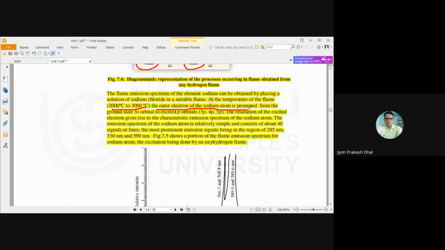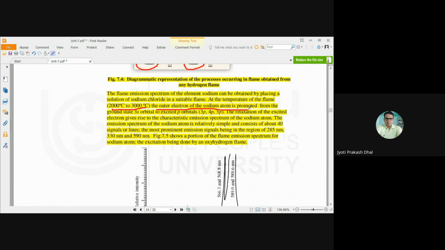In the presence of this extremely high temperature, all the solvent molecules will be desolvated. After that, the sodium chloride solid particle will be vaporized to gaseous sodium chloride. Then that will undergo decomposition to isolated gaseous sodium atoms and chlorine gas. The chlorine gas will be removed.